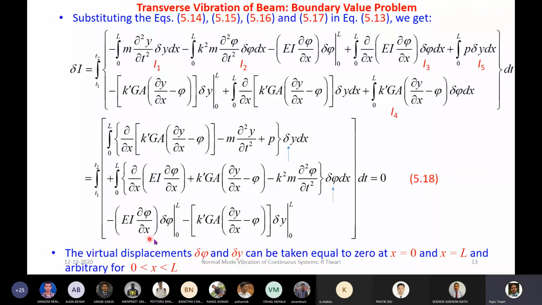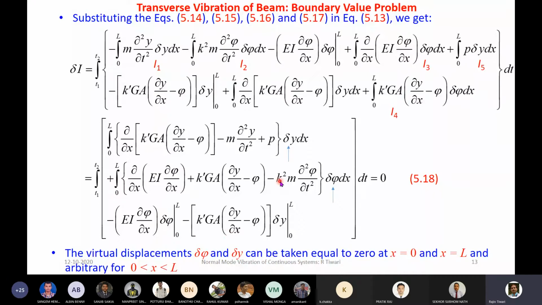Similarly, variation of this is arbitrary. It may be 0 at the boundary or may not be. So to take care of all the cases, we need to equate here everything equal to 0, this one. Similarly, this equal to 0. These two will give us the boundary conditions of the problem.